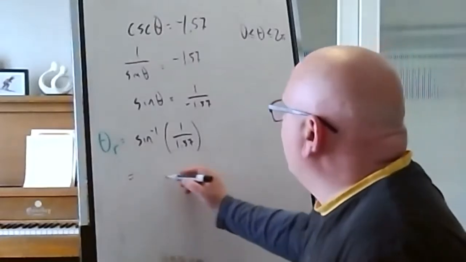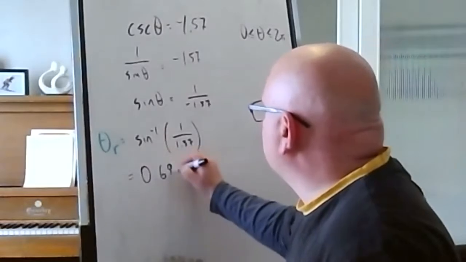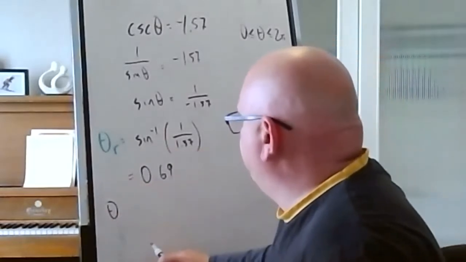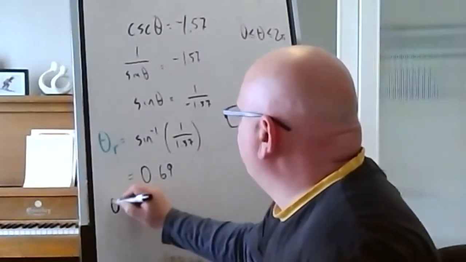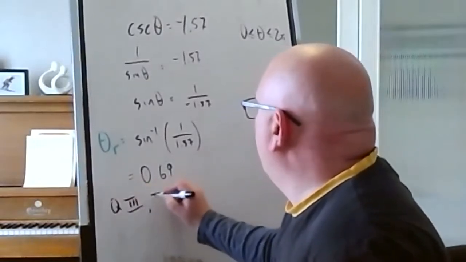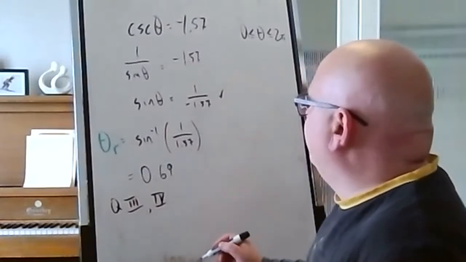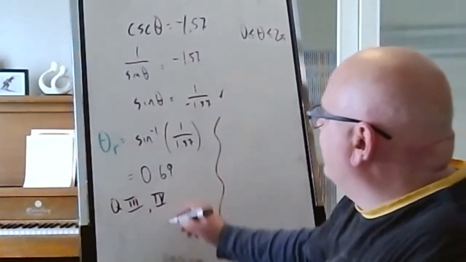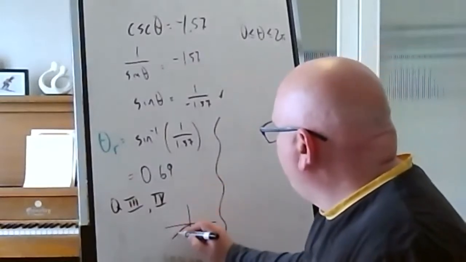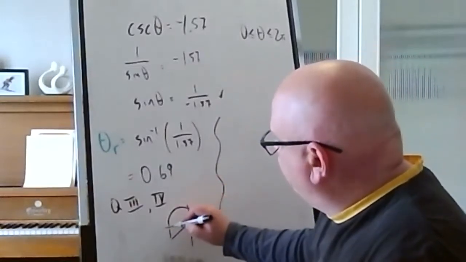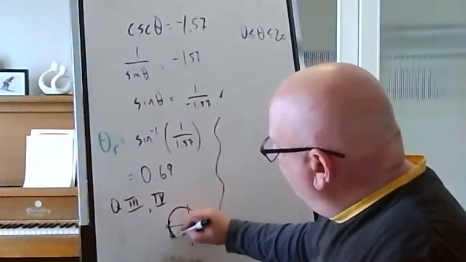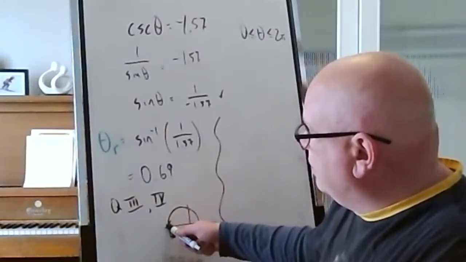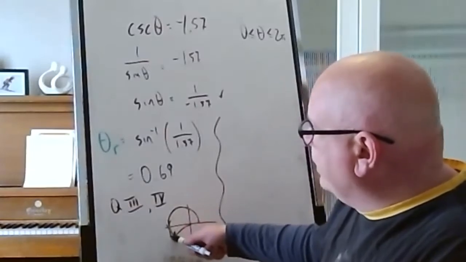We jump into our calculator and you get theta r is equal to 0.69. We apply the fact that we have quadrants 3 and 4 because sine is negative. And what do we end up with? So 0.69 in quadrant 3. If that's your reference angle, keep in mind, we have to add that to pi. So pi is going to be 3.14159. We're going to add 0.69 to it.